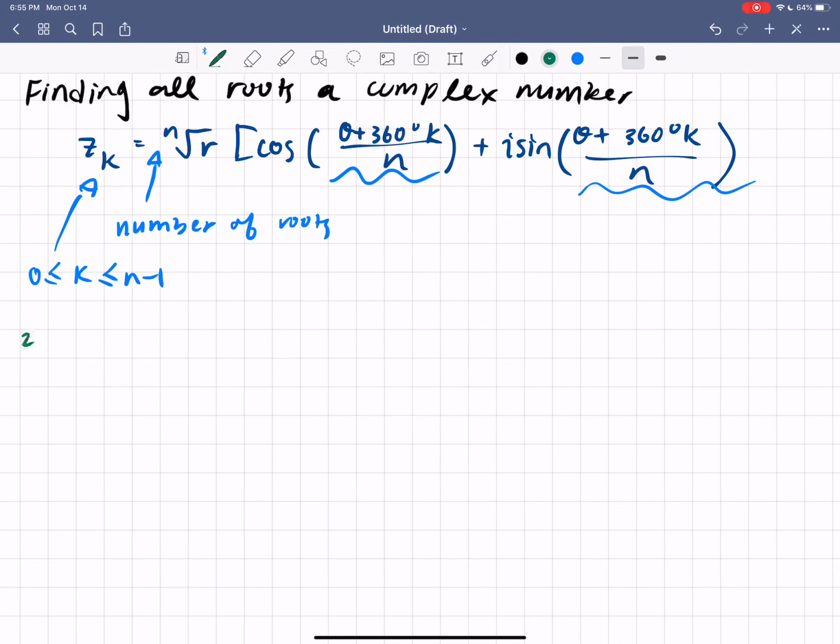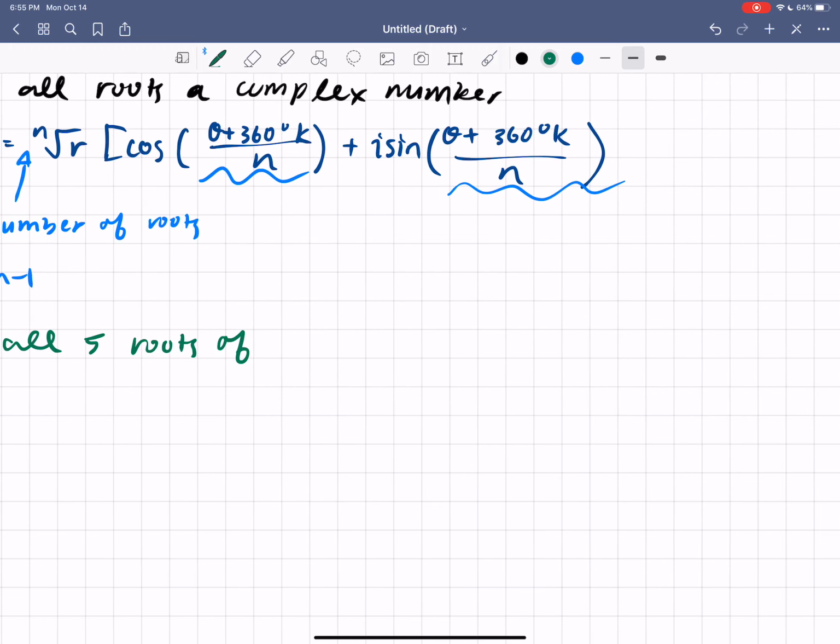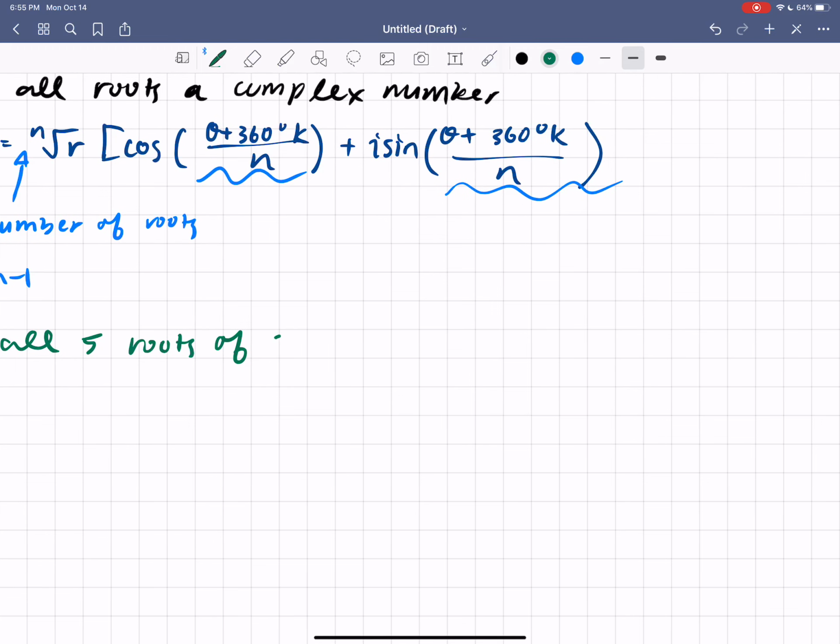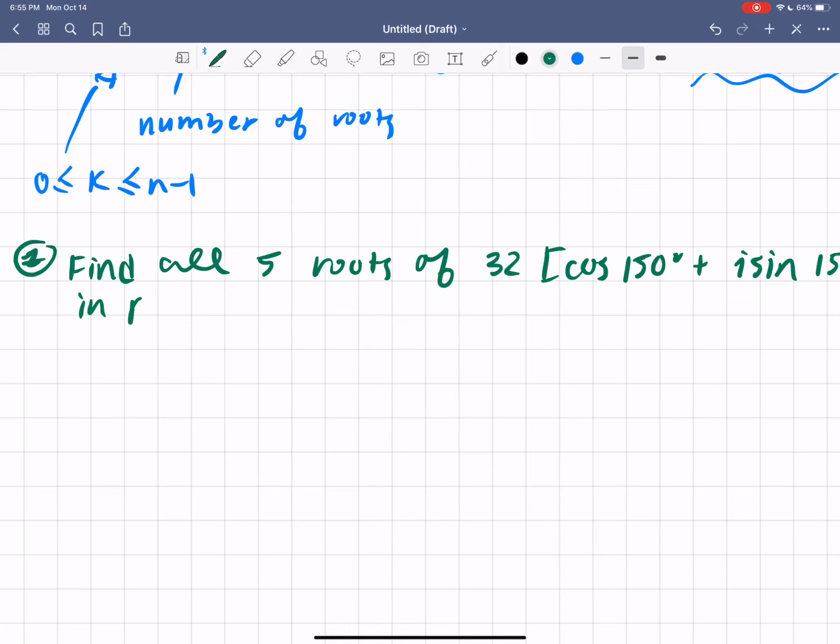Say I wanted to find the roots of, or all 5 roots. So find all 5 roots of 32 cosine 150 degrees plus I sine 150 degrees. So say I wanted to do this in, let's say, polar and standard form.